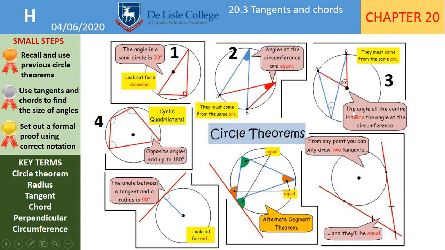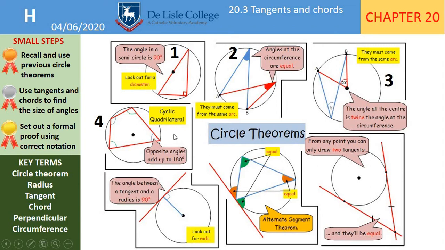Here, the angle at the centre is twice the angle at the circumference. This is a slightly different version, but here are my 2 points, and we've got an angle to the centre, an angle to the circumference. So this angle at the circumference is half the angle at the centre, or the angle at the centre is double the angle at the circumference.